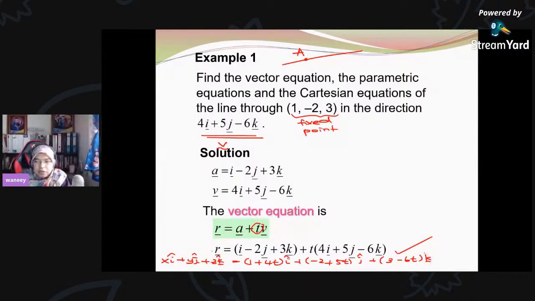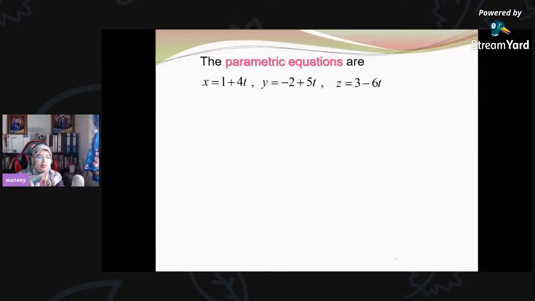Okay, so what we do next is we're going to compare i on the left, i on the right, j on the left, j on the right, and then k on the left, k on the right. So x will be equal to 1 plus 4t, y is equal to negative 2 plus 5t, and z will be equal to 3 minus 6t. And that is the parametric equation of the line.